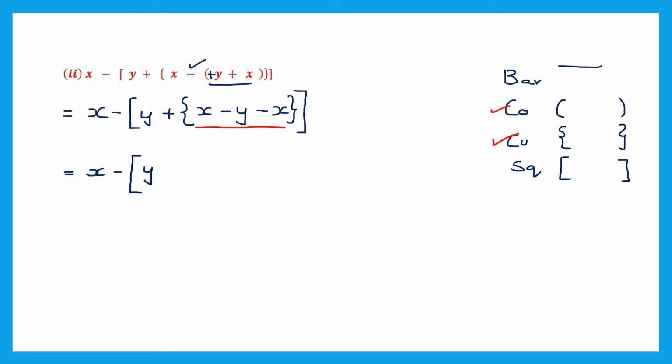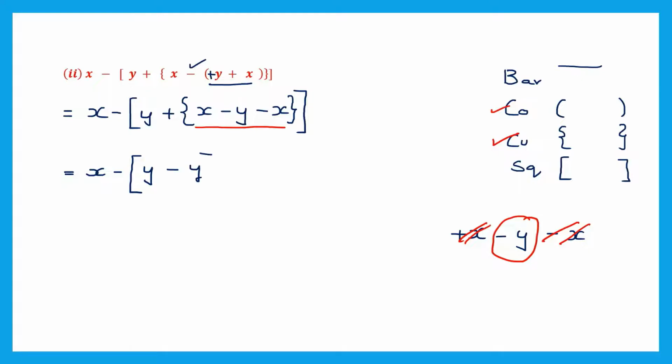Now I'm going to open this curly bracket. So let me work out what is inside that. Let me write it down here. I have x minus y minus x. So this is plus x. So if I take plus x and minus x, that gets cancelled. Plus x and minus x will get cancelled. So what is left is only minus y. So that is what I'm going to write here. So this is minus y.